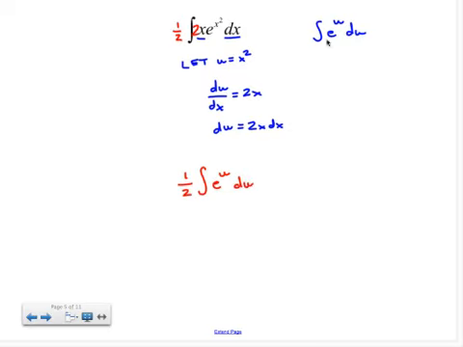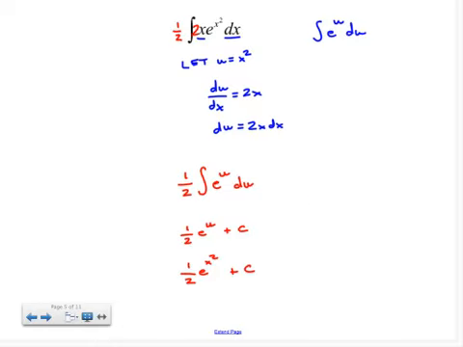This is now on my list. I know the antiderivative for e to the u. It's itself. The 1/2 comes along for the ride. So my antiderivative is 1/2 e to the u plus a constant. And now I'm going to convert back to my original variable, which was x. And so if u is x squared, then my antiderivative for the original problem is 1/2 e to the x squared plus c.